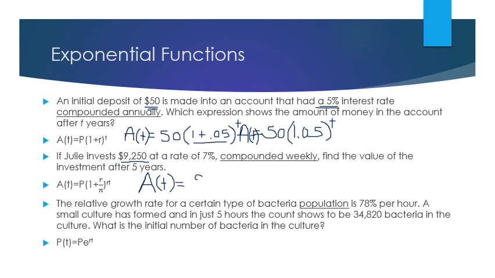So again, I'll put my principal in where the P is, and I'm going to multiply that by 1 plus, and here's where it gets different. I still want the rate, in this case it's 0.07, but I'm going to divide that by 52 because there are 52 weeks in a year. Then I'm going to raise this whole thing to 52 times the number of years. In this case, it's 5.